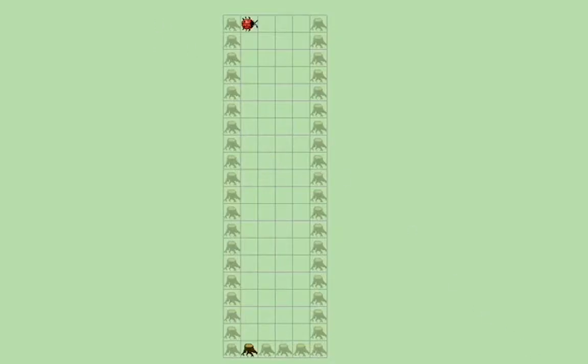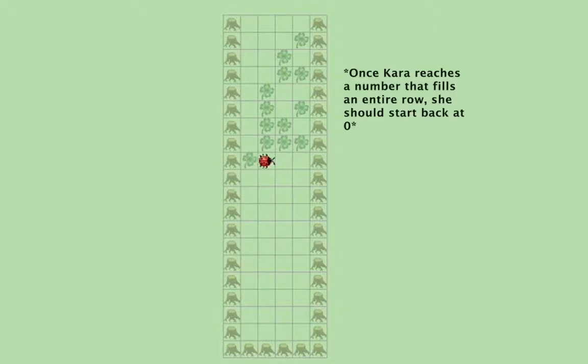This video will probably give you a better understanding of binary counting. We can program Kara to count in binary by making her go through a 2D world and dropping clovers where there are 1s and leaving square blanks where there are 0s. Kara should start at the top leftmost square and go down to the bottom rightmost square, so that each row represents a binary number and Kara counts up by 1 as she goes down a row.